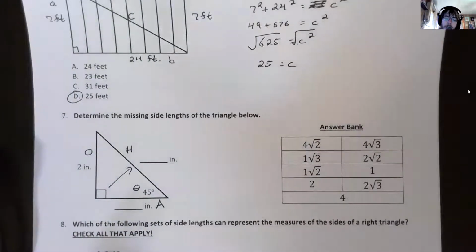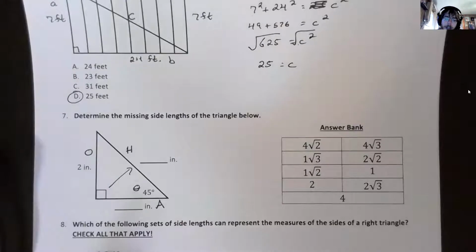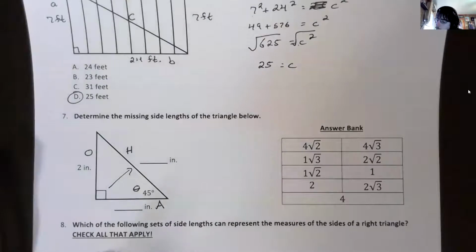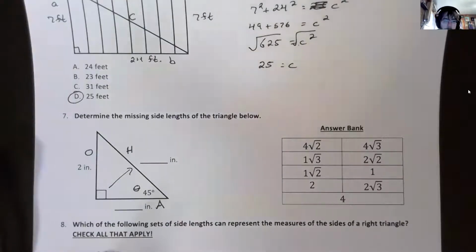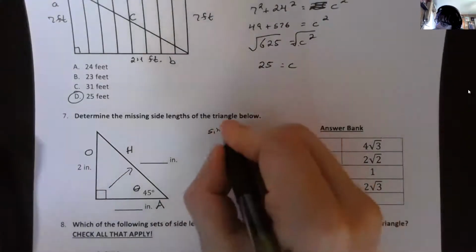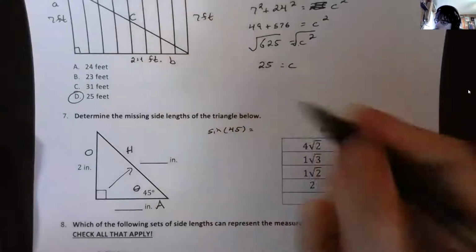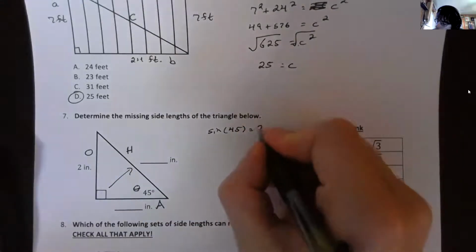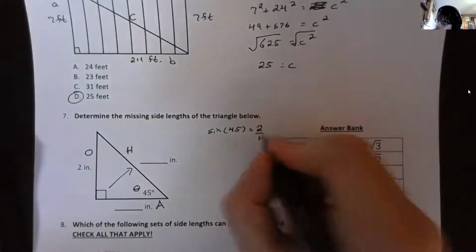Again, it does not matter which one you find first. You can find O, or you can find A or H. It doesn't matter. I'm going to find H first. So I need the trig ratio that uses O and H. So that would be sine. So sine of 45 is going to be equal to O, which is 2, over H.